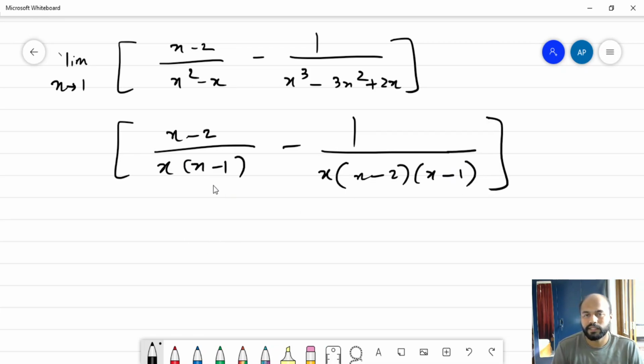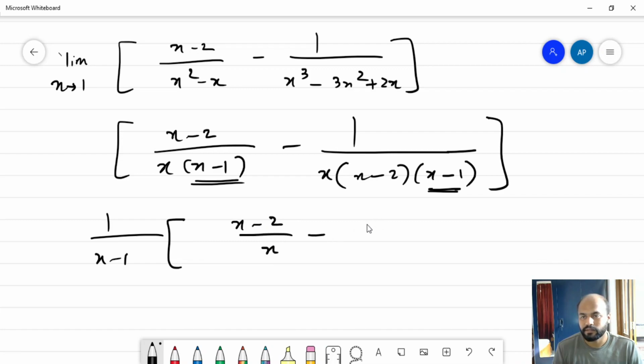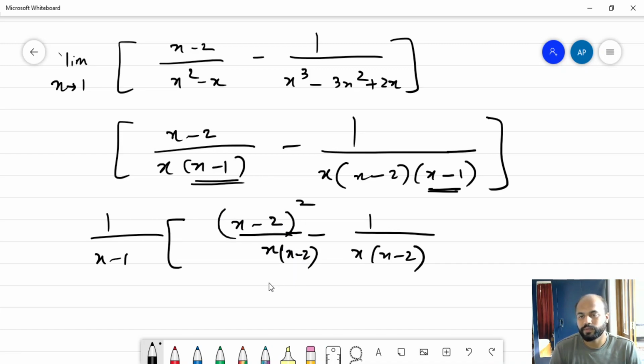So now we can see that x minus 1 is common over here and here. Let's take it out, x minus 1. What remains inside is (x minus 2) by (x minus 1) by x into (x minus 2). So the LCM of this is going to be x into (x minus 2). So let's multiply x minus 2 over here, and this is going to be (x minus 2) the whole square. That is why I multiplied and divided by x minus 2.